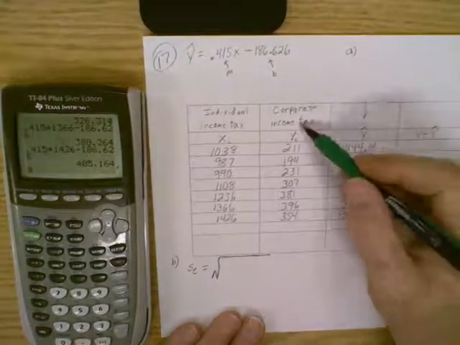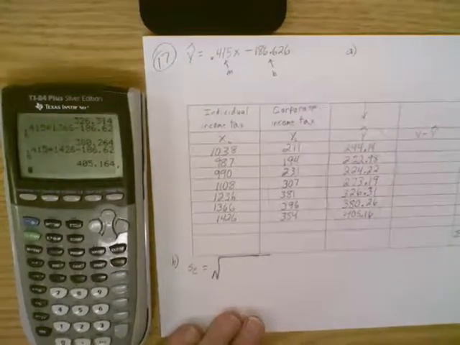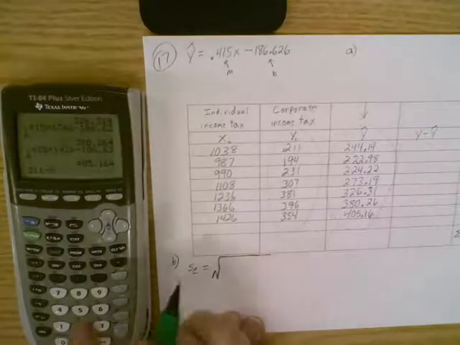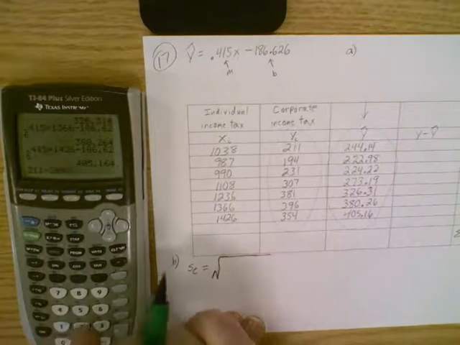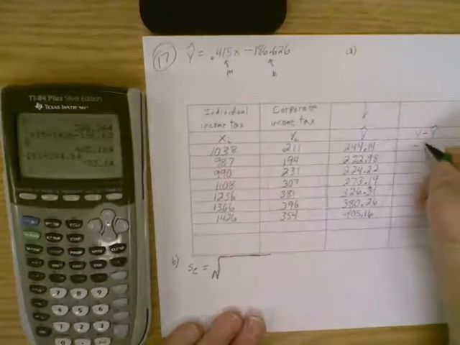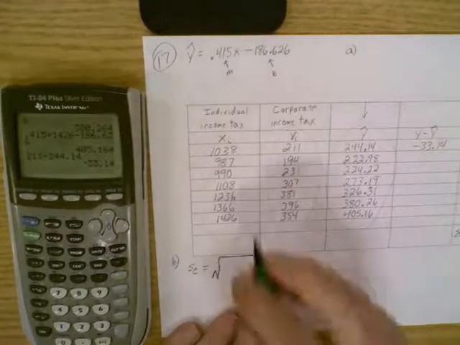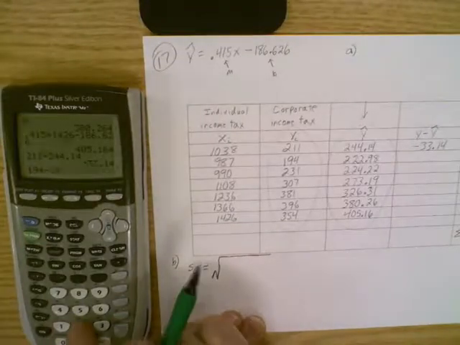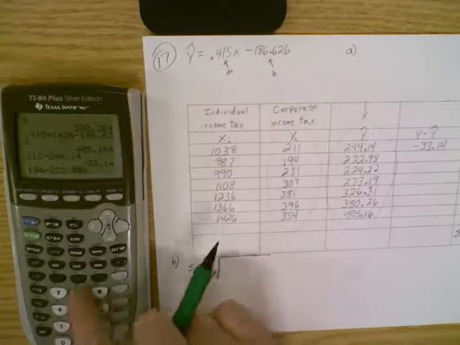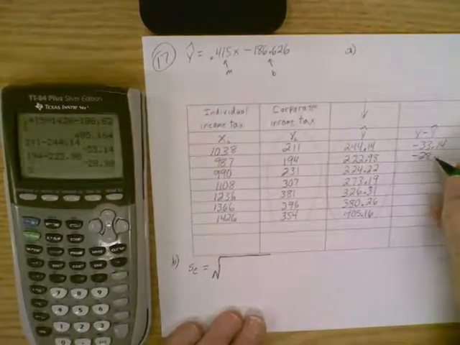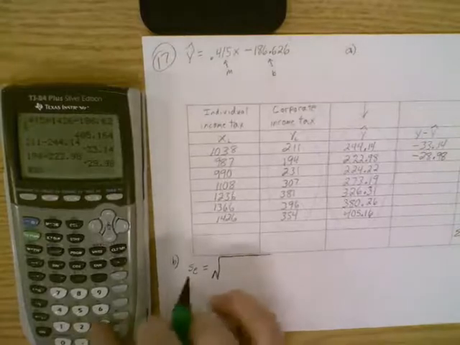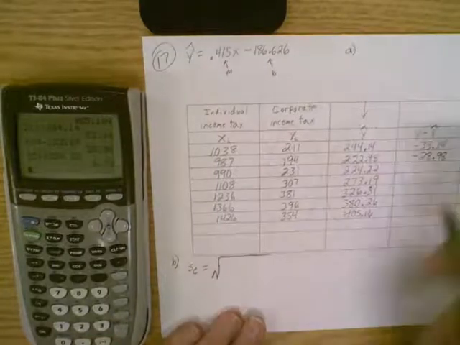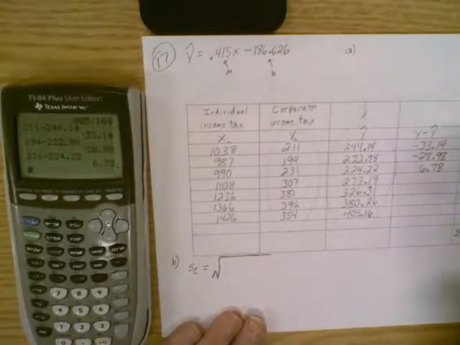Then again, all we're going to do is take these numbers and subtract these numbers. So 211 minus 244.14, and we end up with negative 33.14. 194 minus 222.98, negative 28.98. 231 minus 224.22, you get 6.78.